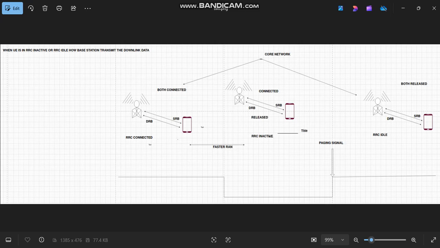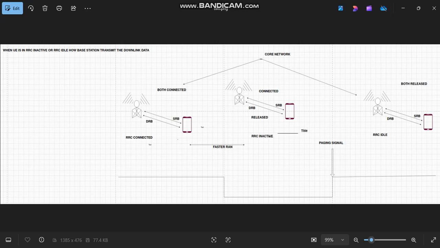That is one big question mark. So at that time, assume that here in the bottom graph, this is RRC connected, and at this time the UE can transmit, the base station can transmit the downlink data to the UE directly, as it is already RRC connected. Data radio bearers are active, signaling radio bearers are active. It can transmit the data very easily at the RRC connected state.